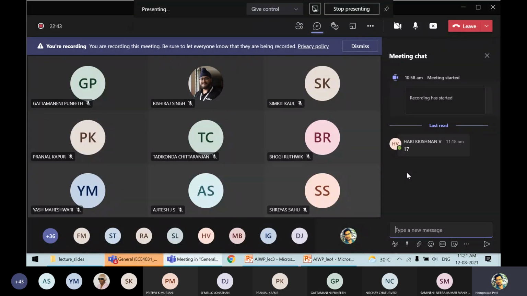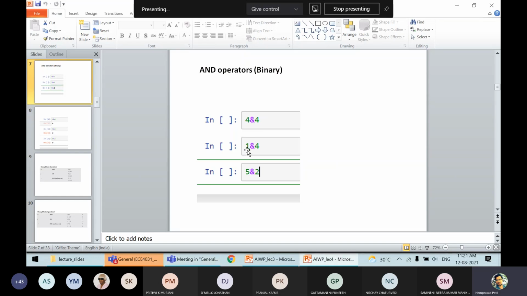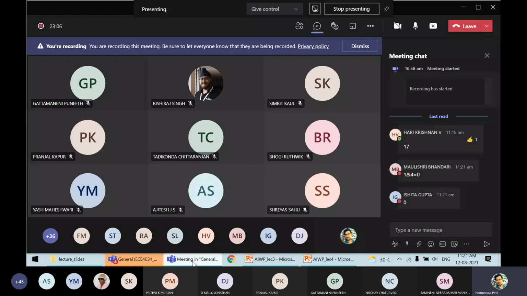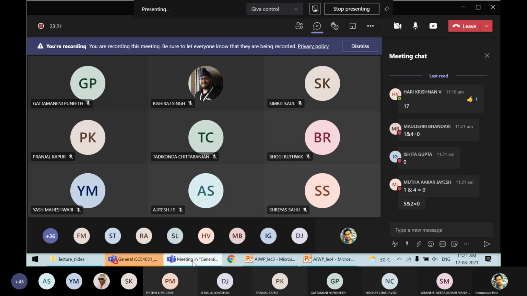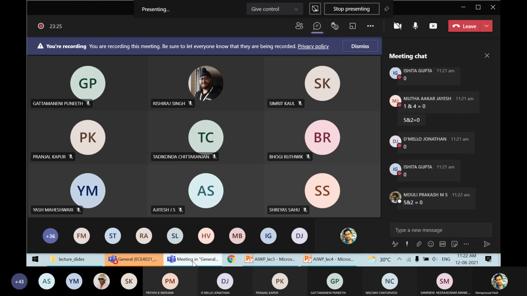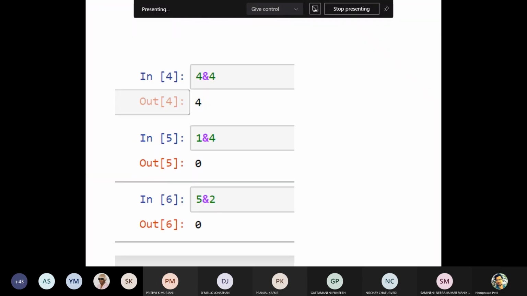Reply with your answer in the chat box. Question is, what is the answer for 1 and 4? Second question is, what is the answer for 5 and 2? 1 and 4, answer is 0. Okay. 5 and 2. Okay, we will check. Yes, correct answers. 1 and 4, answer is 0. 5 and 2, answer is 0.